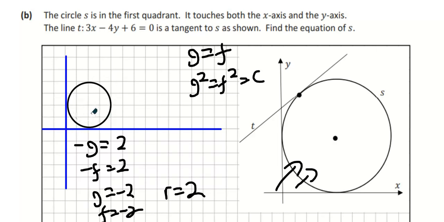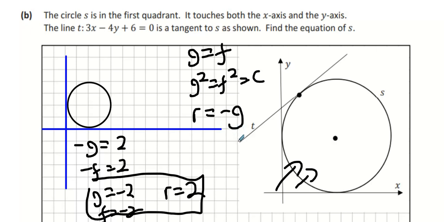So here's what we're thinking. We know that g equals f. We know that g squared equals f squared equals c. And we also know that the radius is the opposite sign of g. So we know that radius equals minus g, essentially.